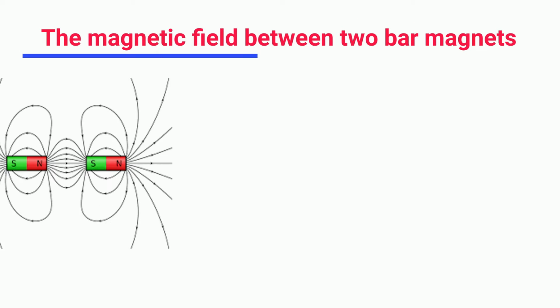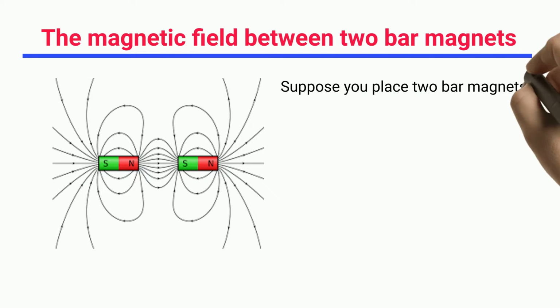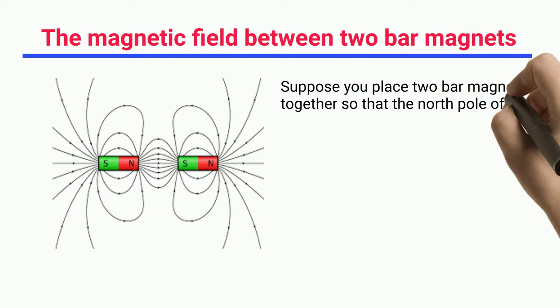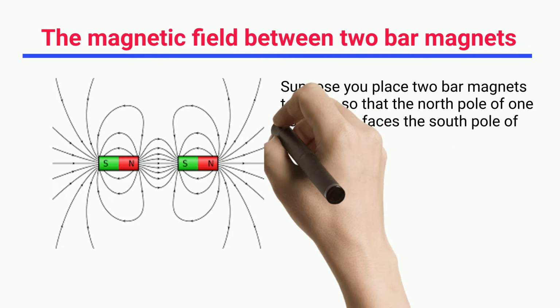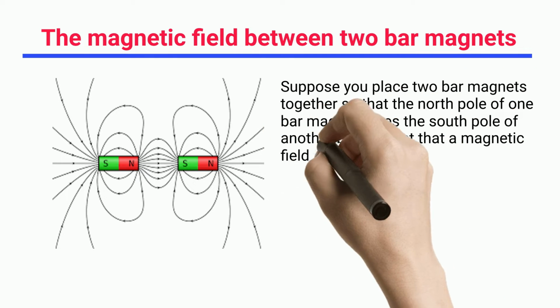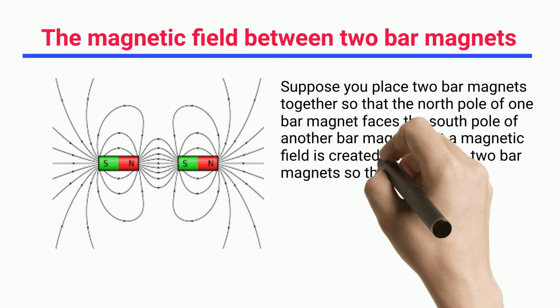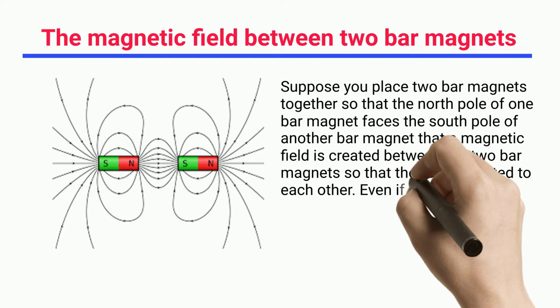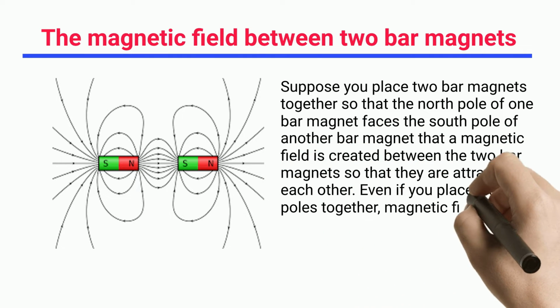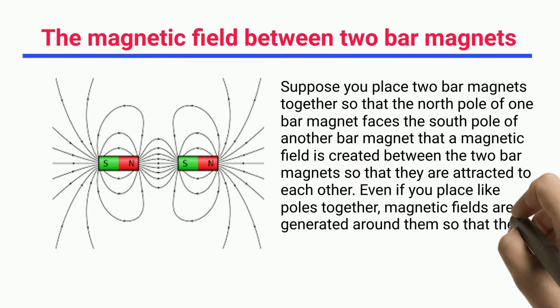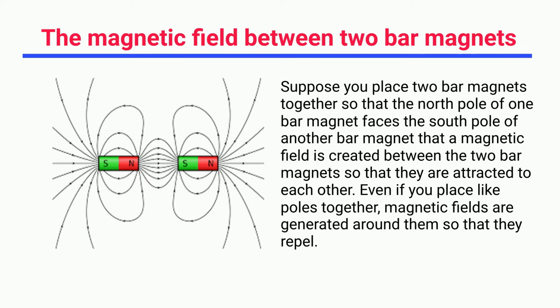The magnetic field between two bar magnets. Suppose you place two bar magnets together so that the north pole of one bar magnet faces the south pole of another bar magnet, then a magnetic field is created between the two bar magnets so that they are attracted to each other. Even if you place like poles together, magnetic fields are generated around them so that they repel.